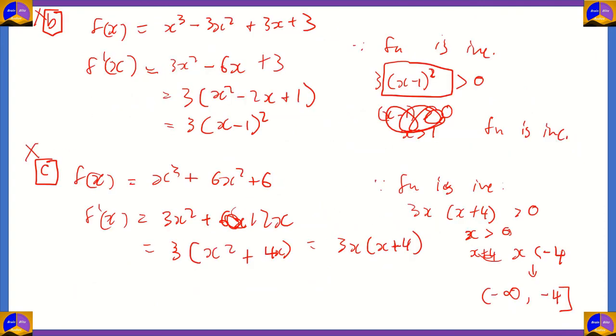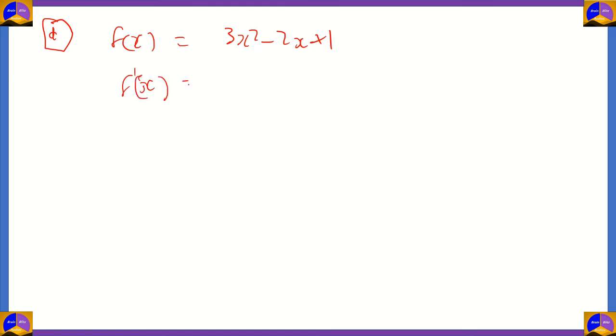So now you know that A, B, C are incorrect, so that automatically means D is correct. But let's prove why D is correct. So once again, it's the same step. F of x is equal to 3x squared minus 2x plus 1. Taking the differential, you have f dash of x is equal to 6x minus 2. That is 2 times 3x minus 1.